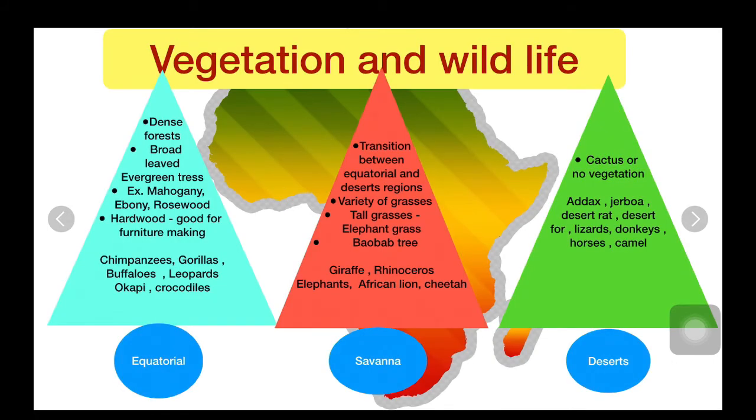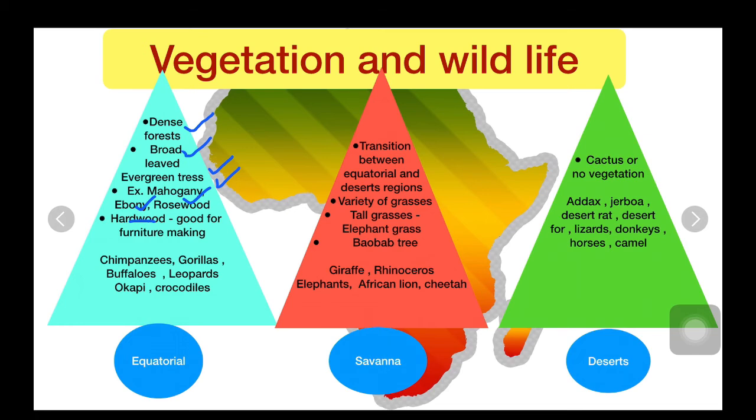Let's understand vegetation and wildlife over here in these regions. Equatorial rainforests are dense forests because they are receiving heavy rainfall every day. Here broad-leaved trees are found. These trees are evergreen trees which never shed their leaves in any season. Examples of evergreen broad-leaved trees are mahogany, ebony and rosewood. These trees have hardwood, and these hardwood trees are good for furniture making. Wildlife includes different types of monkeys, chimpanzees, gorillas, buffaloes, leopards, okapi and crocodiles.